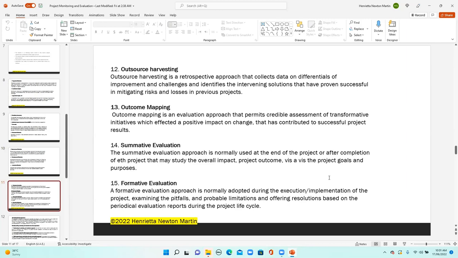Next is summative evaluation, a holistic or overall evaluation that's normally conducted after the completion of the project. And there we study the overall impact, the project outcomes vis-a-vis the project goals and purposes.